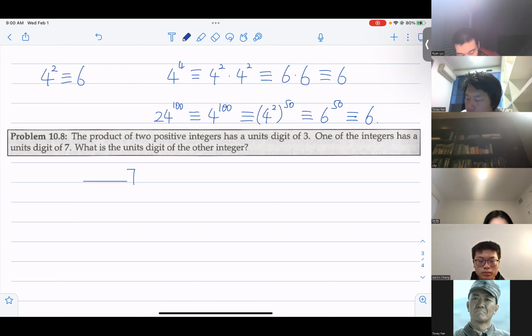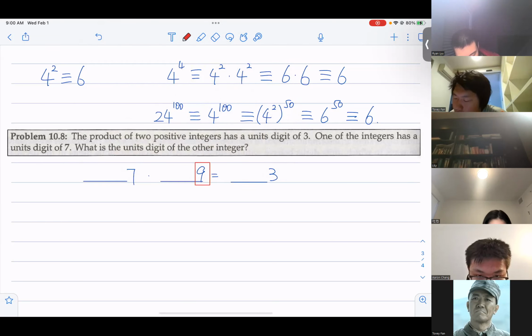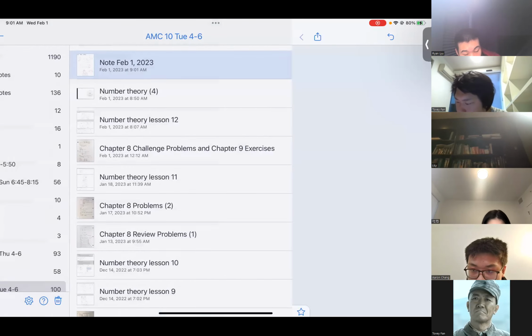So a number ends with 7 times another number should give us a number ends with 3, right? So obviously 7 times 9 is 63, so it has to end with 9. We don't have anything else, right? 7 times 2 is 14, 7 times 3 is 21, 7 times 4 is 28, 7 times 5 is 35, 7 times 6 is 42, 7 times 7 is 49, 7 times 8 is 56, only 7 times 9 is 63. Okay, so that means it has to be a 9. Very easy. Okay, next.